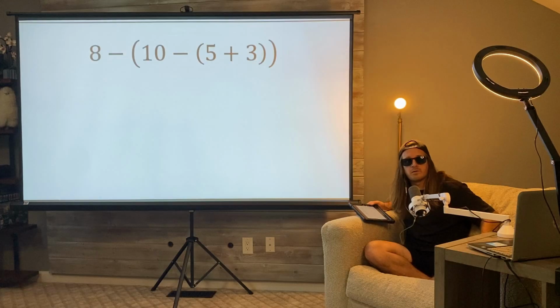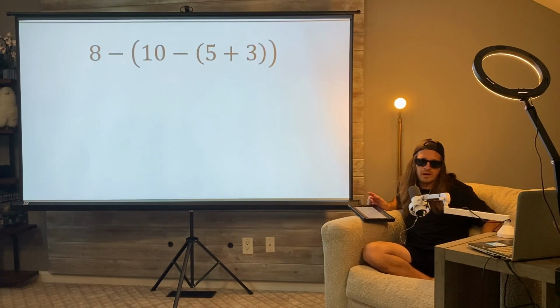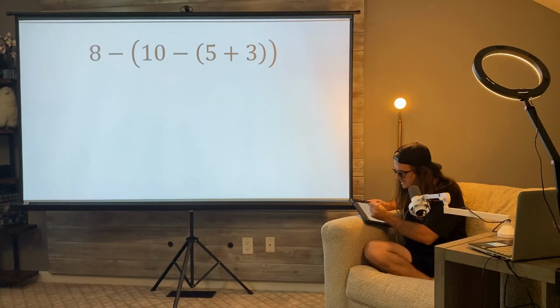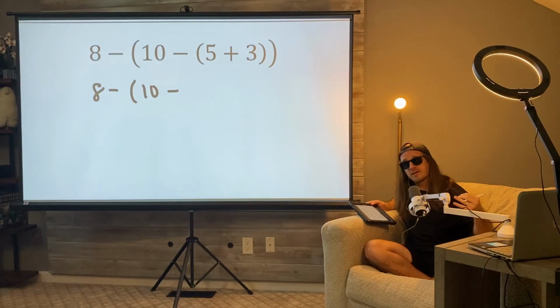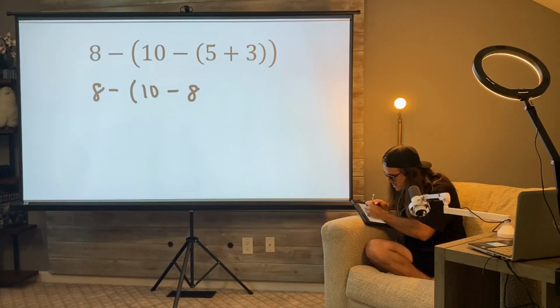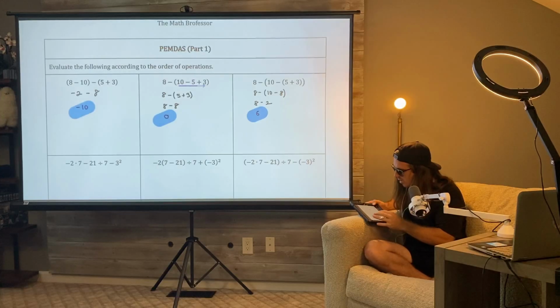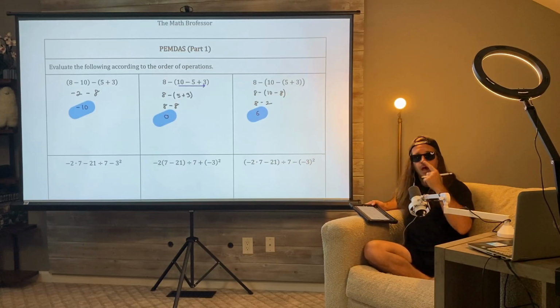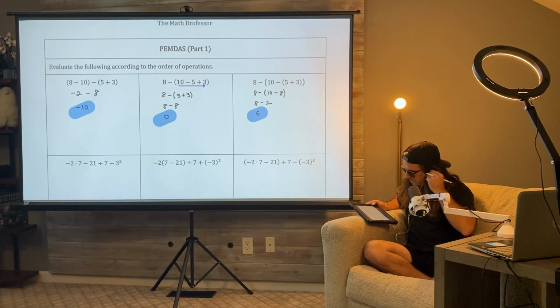Same numbers, but here we have different parentheses. Remember in the last problem, the first thing we did was 10 minus 5. I have placed a second set of parentheses in this problem so that it forces you to do 5 plus 3 first, which is 8. Now we do 10 minus 8, which is 2, and 8 minus 2 is 6. So again, this top row of problems here all had the same numbers, but due to the different placement of parentheses, we had different answers.